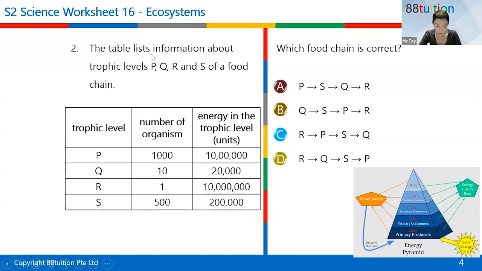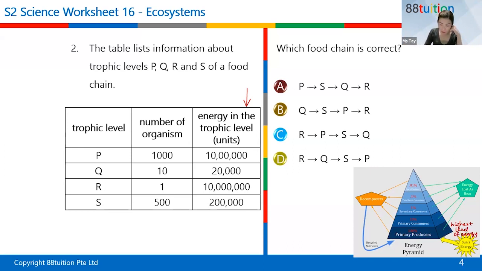Question 2. The table lists information about trophic levels. You have P, Q, R, and S of a food chain. Always go by this. I saw some of you make mistakes here. Always look at the energy level. From the energy level, you will not go wrong. So at the bottom, you will have the highest amount. Correct or not? So remember the loss in the percentage. At the bottom, you should have the highest level of energy.